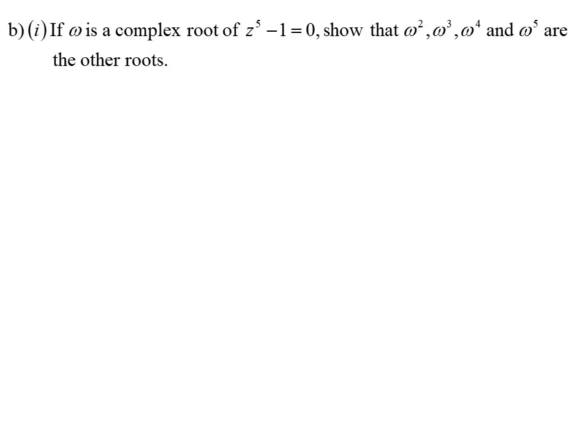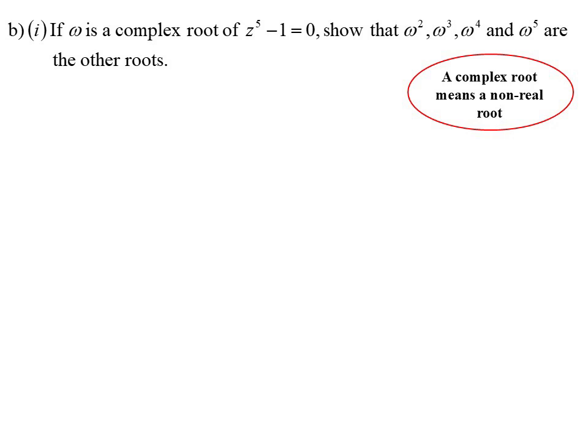Some common sorts of things that get asked with the roots of unity. It starts off, just says omega is a complex root of the roots of unity z to the power of 5. Well, they've written it as z to the power of 5 minus 1 equals 0, but it is, of course, the same equation. Show that omega squared, cubed, power of 4, power of 5 would be the other roots.